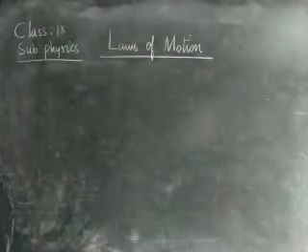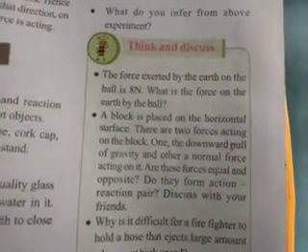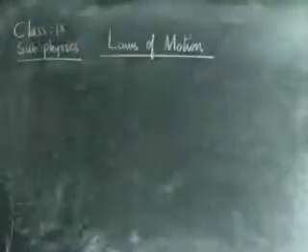Here, if we can see, the force exerted by the earth on the ball is 8 newtons. That means the force exerted on the ball by the earth is 8 newtons. What is the force on the earth by the ball?